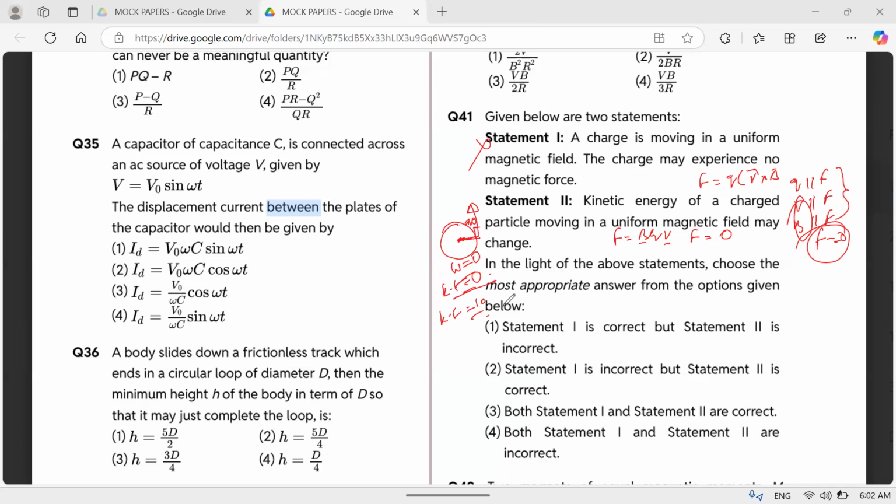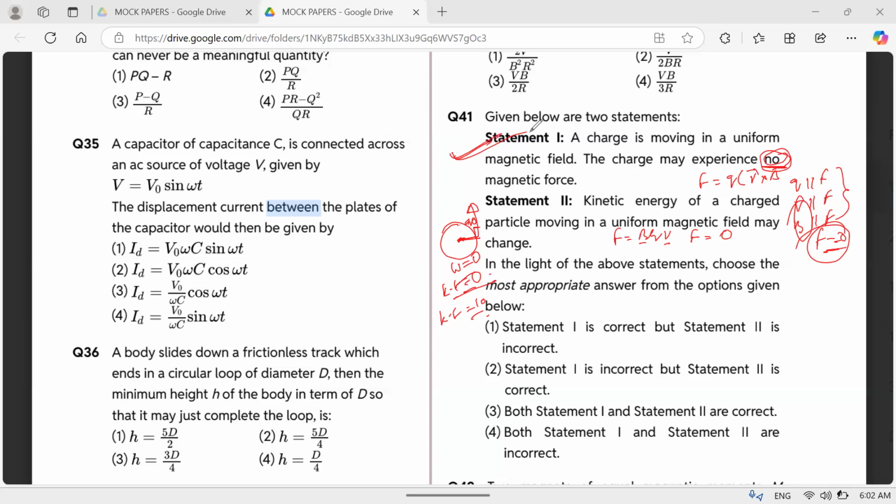First one, what is the formula? A charge is moving in a uniform magnetic field. The charge may experience no force. Yeah, the first one is true. Why? Because I told you if any two are parallel, the net force will be 0. It is telling that the force is 0, isn't it? So this will be true.